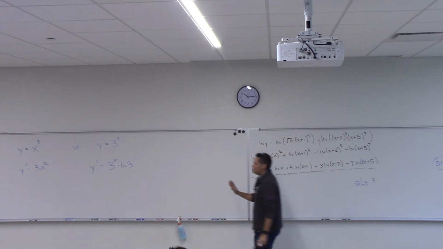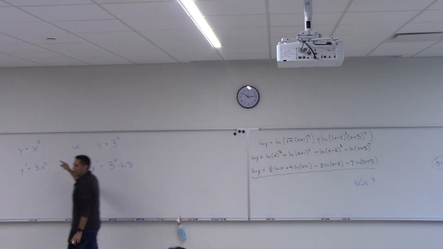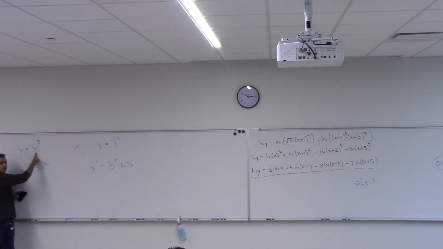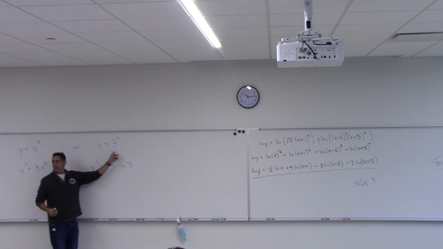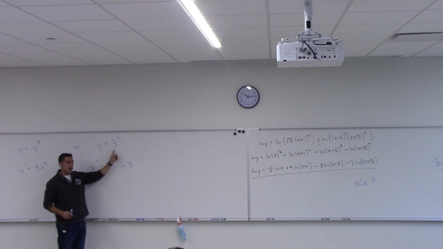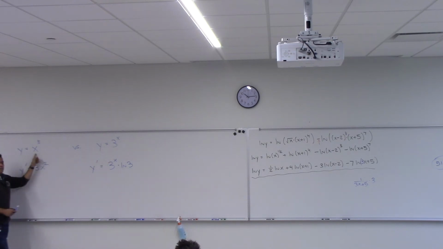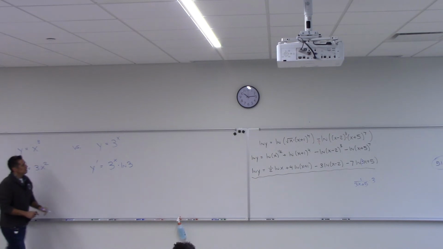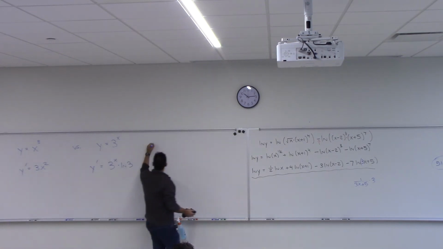The main difference between these two expressions, this one is a power function, right? It is x raised to a power. And this one is an exponential function, which is a constant raised to the variable, right? The variable's in the exponent here. The variable here is in the base. They're different, right? So what do you think about this then?